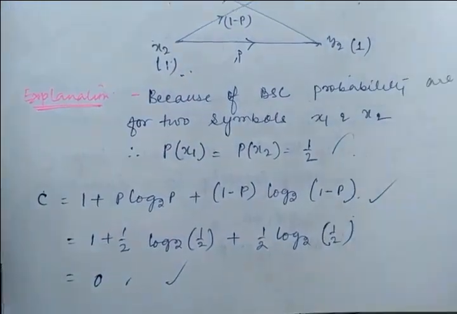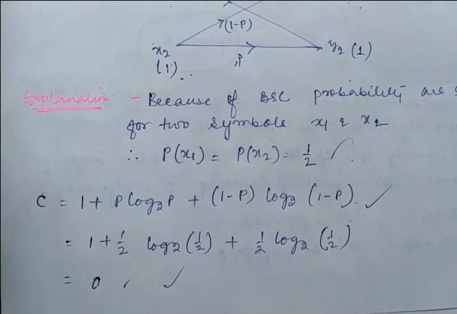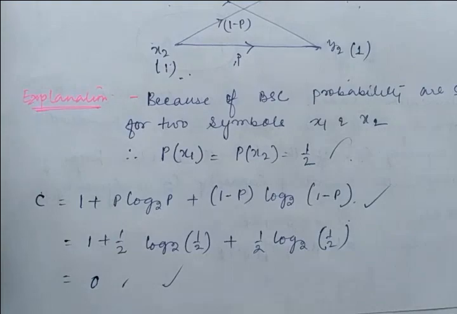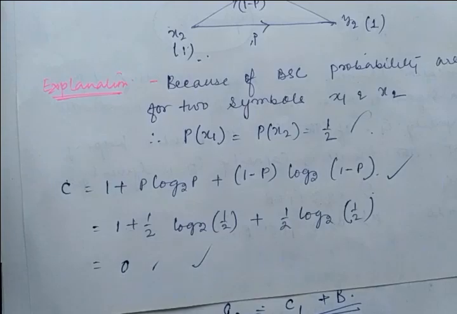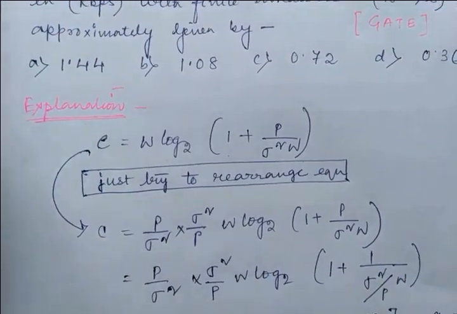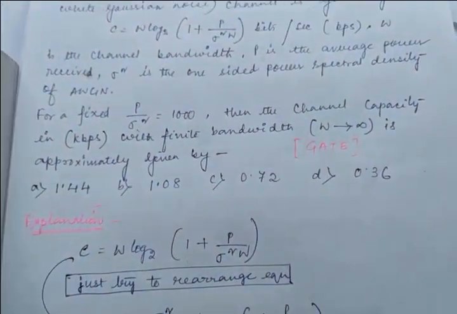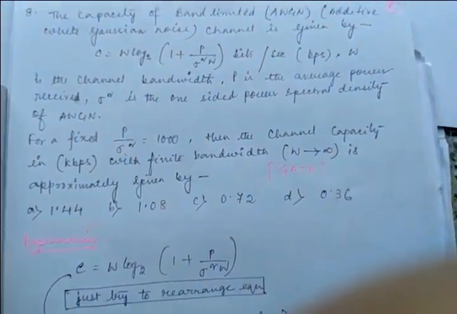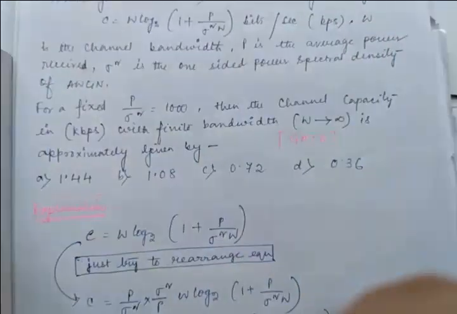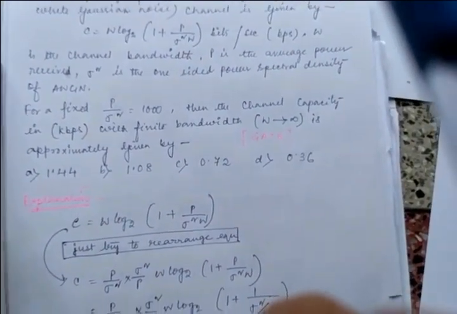And what is your question number 8? Okay, 8 is a very good question. I will also explain it from here. The question is again a channel capacity related problem. The channel capacity is given as C equal to W log 2 (1 plus P by sigma square W), in bits per second, that means in bps.